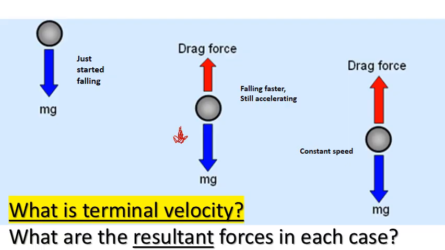Okay, and then finally, in the final picture, we can see terminal velocity. The air resistance is equal and opposite to the force of weight. So the forces are in equilibrium. The resultant force acting on the object is zero, and the object has reached terminal velocity. Okay, so it's now falling at constant speed. The acceleration is zero.